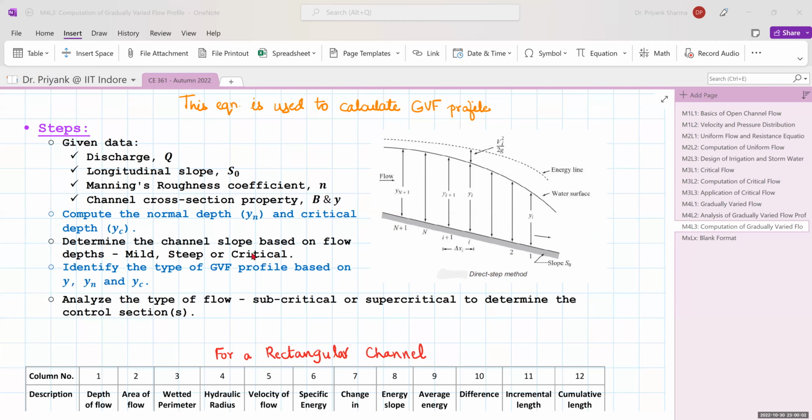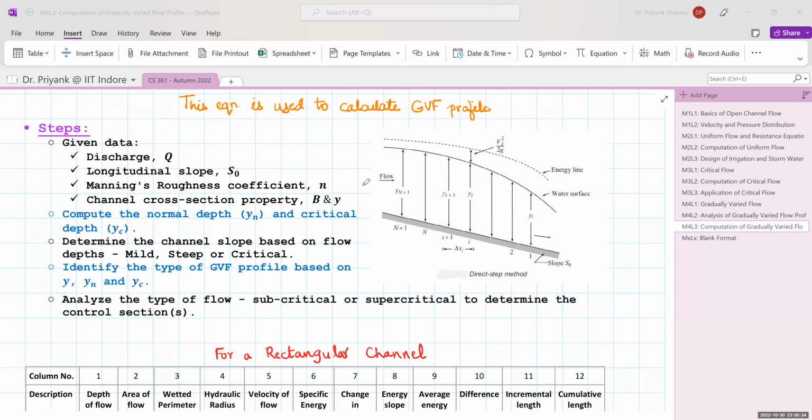So let us have the steps which are to be followed to compute the length of the GVF profile. In the direct step method, you are dividing the channel into different sections. This is section 1, section 2, and you then proceed to n plus 1 sections. The distance between two sections is your delta x. So what is the given data? You have the discharge, the longitudinal slope, the Manning's roughness, and the channel cross section properties.